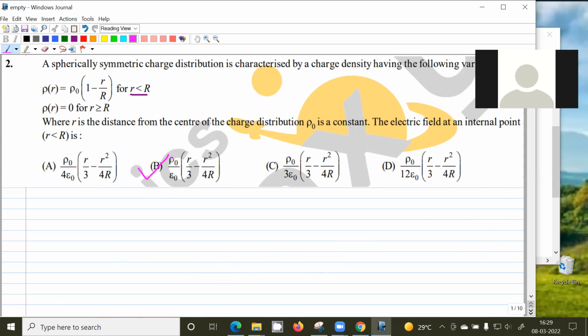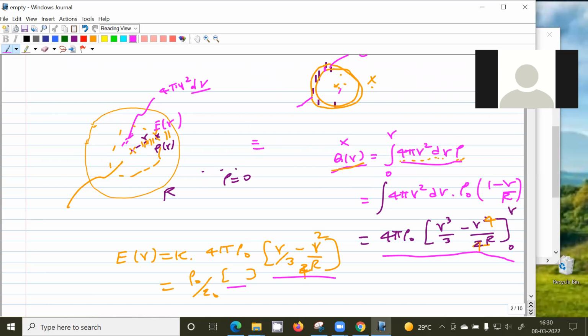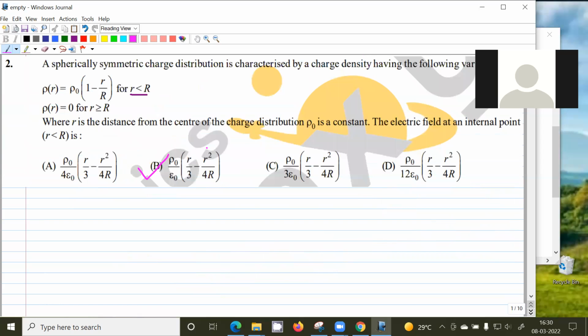In this expression, if I put small r equal to 0, the electric field should become 0 because it's the center, which is inside of all spherical shells. And electric field inside a spherical shell is 0. So electric field at the center should be 0, right? Yes, so that's what you get from this expression: r equal to 0, electric field at the center is 0.